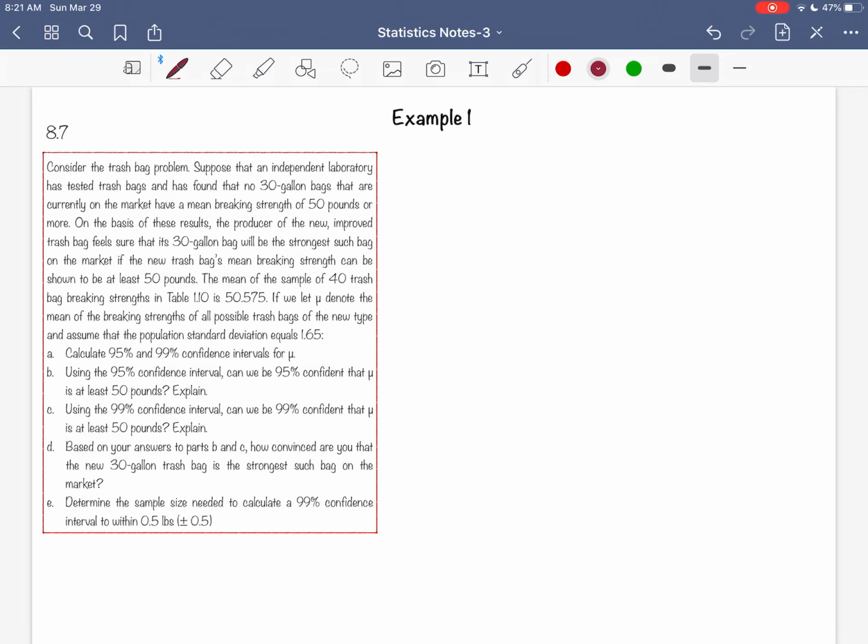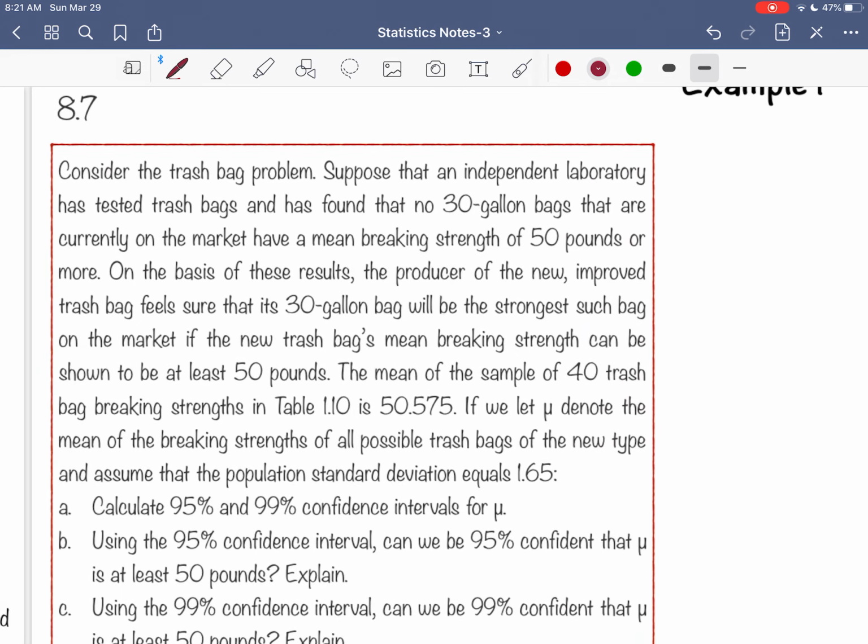Okay, so welcome back. Example number one from chapter 8. Again, this is a chapter discussing confidence intervals. And be careful with these questions because chapters 7, 8, and 9 often blend into each other. So make sure you read the questions very carefully on the exam in order to determine really what they're asking for. So without further ado, let's jump in.